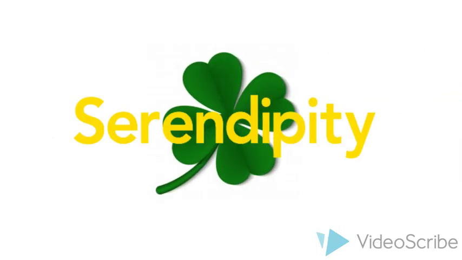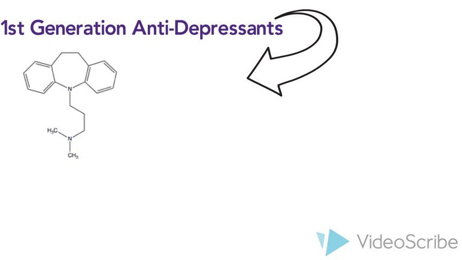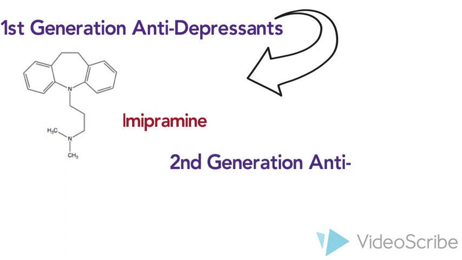Serendipity played a major role in the discovery of antidepressants such as mirtazapine. From this, the first generation of antidepressants were discovered by the altering of the molecular chemical structure of antipsychotics. This then led to the formation of imipramine. A further change of this chemical structure led to the formation of second generation antidepressants, which lacked the side effects that the first generation antidepressants had.